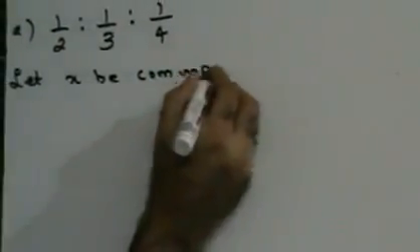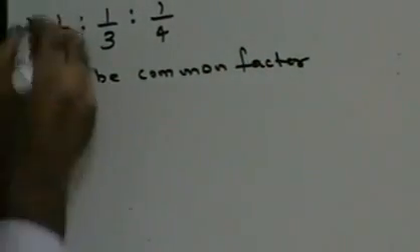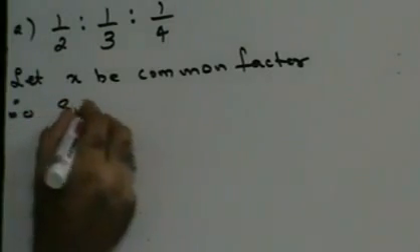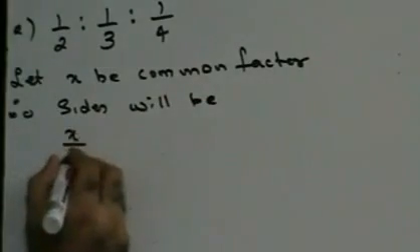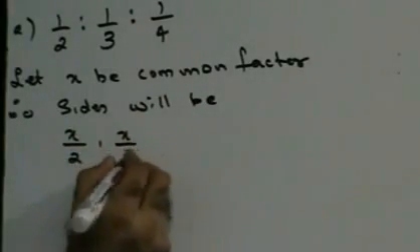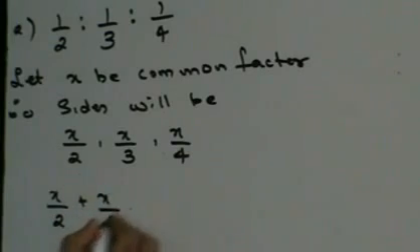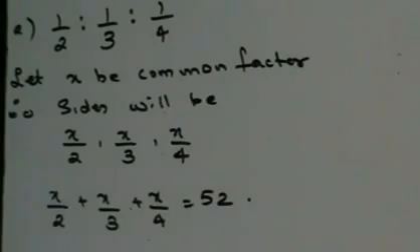Let x be the common factor. Since the sides are in the ratio of 1 is to 2, 1 is to 3 and 1 is to 4, therefore the sides will be x upon 2, x upon 3, x upon 4. Right? Perimeter is nothing but the sum of all the sides, so x upon 2 plus x upon 3 plus x upon 4 is 52.